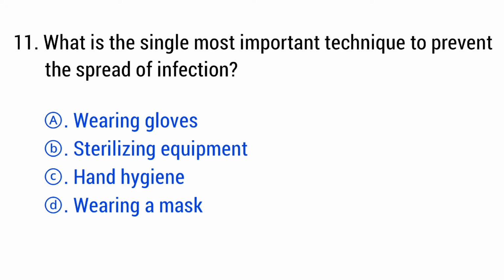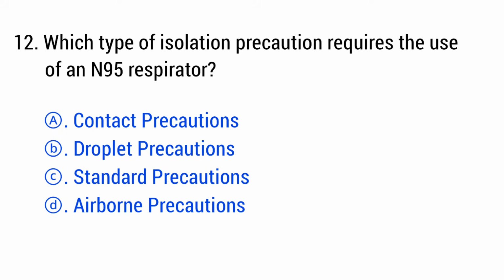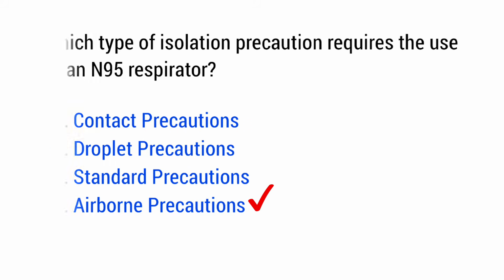Question 11. What is the single most important technique to prevent the spread of infection? The right answer is option C, hand hygiene. Question 12. Which type of isolation precaution requires the use of an N95 respirator? The right answer is option D, airborne precautions.